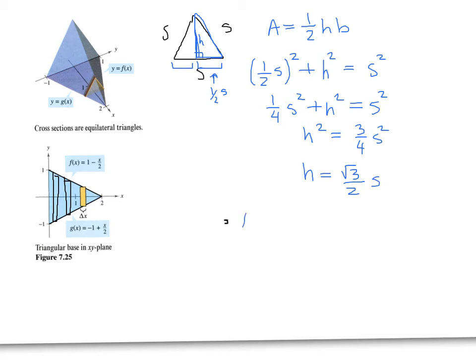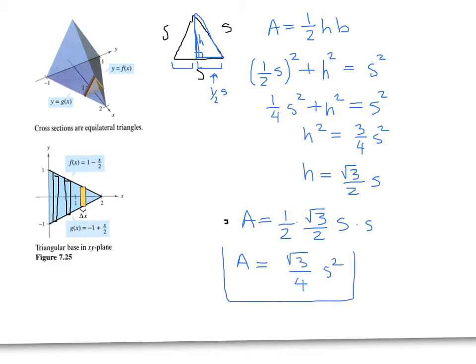Thus, the area of my equilateral triangle is 1/2 times root 3 over 2 s. That's my height. The base is s, so A equals root 3 over 4 s squared. So the area of an equilateral triangle with side length s is root 3 over 4 s squared. So that is where that comes from.